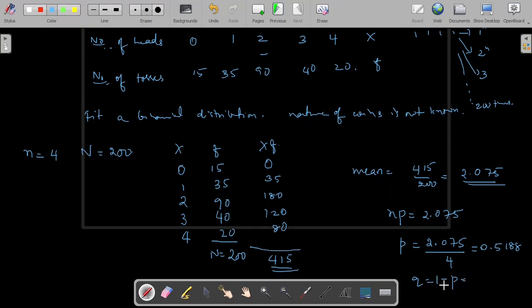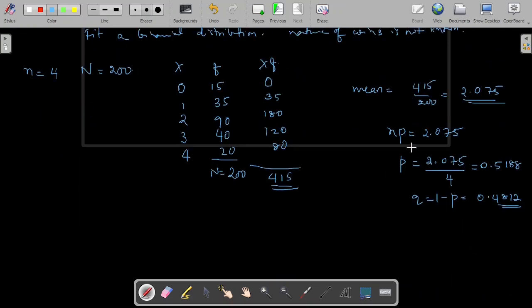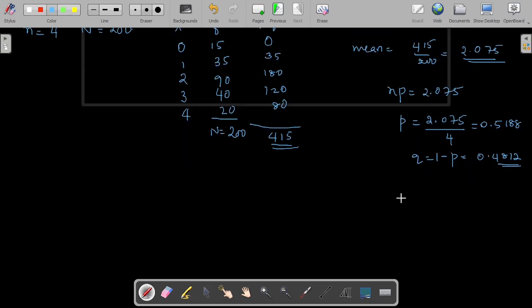Q comes out to be 0.4812. Okay, this is the value of Q. Once you got P and Q, probability of success and probability of failure, then you have to make use of that recurrence relation. So what is the recurrence relation? P of x plus 1 is equal to n minus x divided by x plus 1 into P by Q into P of x.